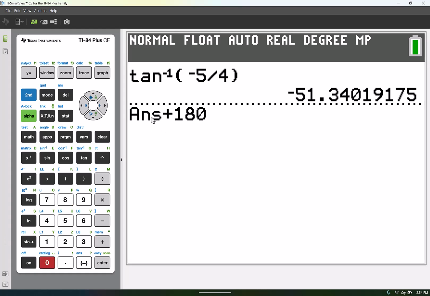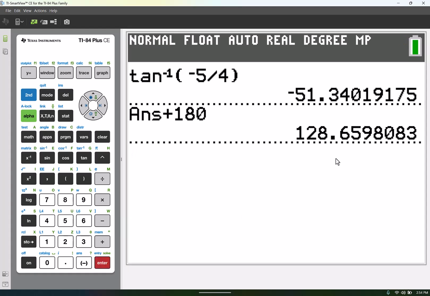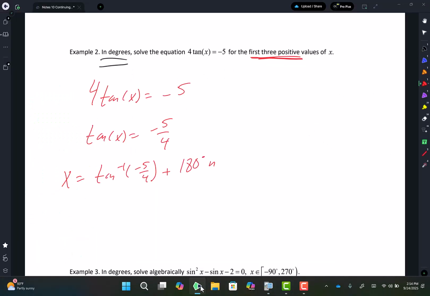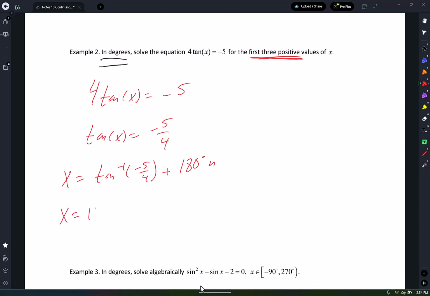Do it like this, where it says ANS. ANS stands for answer. And look, when you push enter, you get an answer. So obviously, that's not a surprise. You're like, okay, it's supposed to give you an answer. 128.6598. So let me put that down. One of my answers is 128.6598 degrees. Make sure to put a degree symbol.